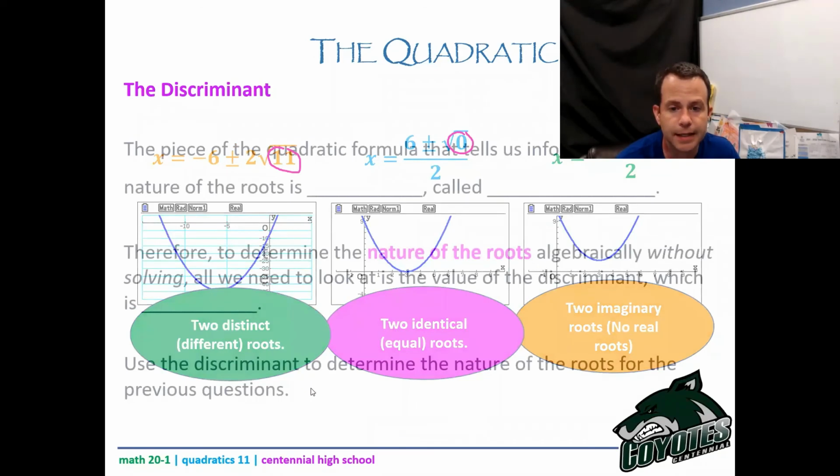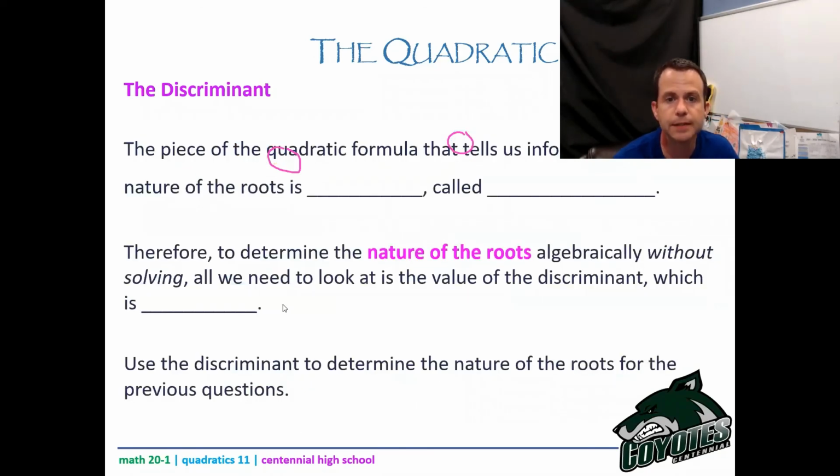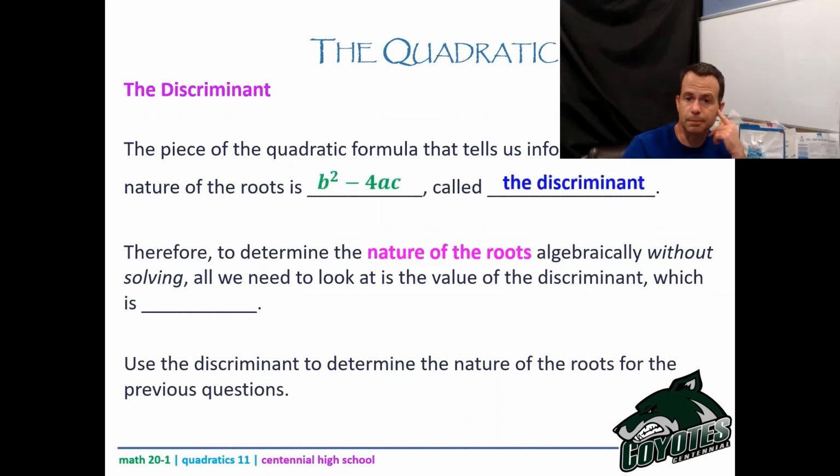Let me take that ink off for you. The piece of the quadratic formula that tells us information about the nature of the roots is the thing underneath the square root, which was the b squared minus 4ac, and it's called the discriminant, okay? Therefore, to determine the nature of the roots algebraically without solving, all we need to look at is the value of the discriminant, which is b squared minus 4ac. Use the discriminant to determine the nature of the roots for the previous question.